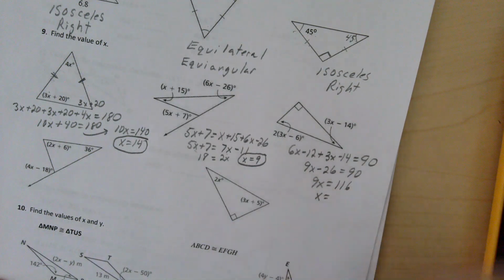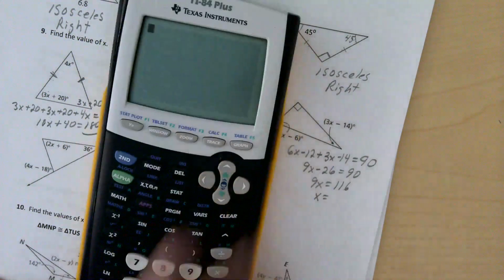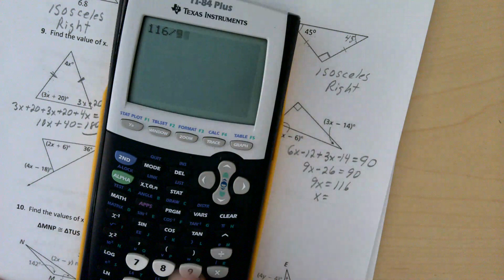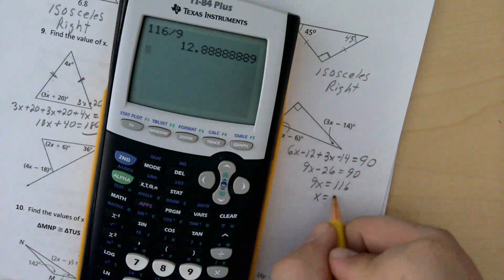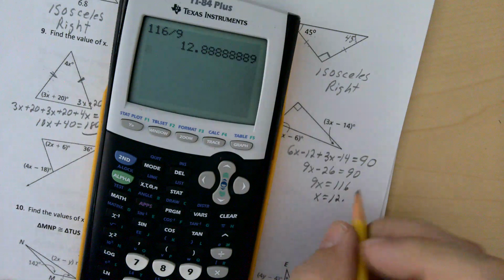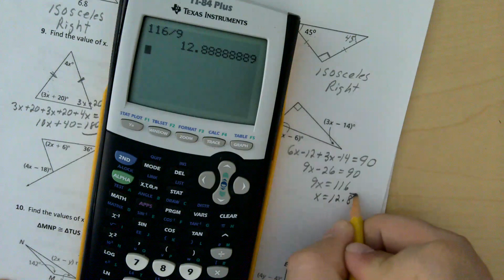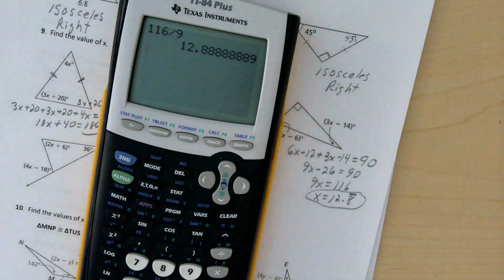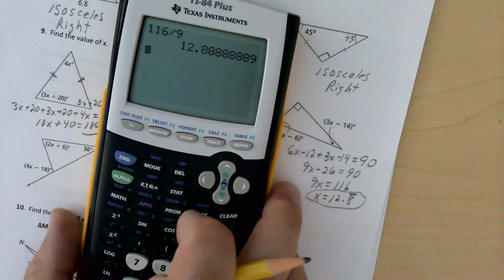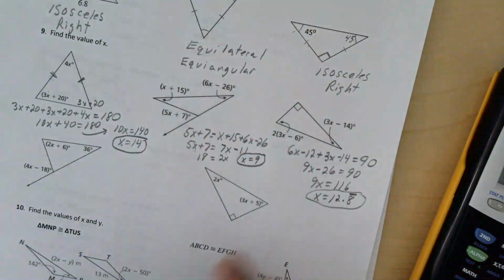And when we divide, don't panic. They don't always have to work out perfectly. You're going to get about 12.8 repeating, which I'll just simply round to a 9. Actually, I'll put an 8 with a line. That'll be a little bit more accurate. Okay, so 12.8 repeating is 116 divided by 9. Okay.